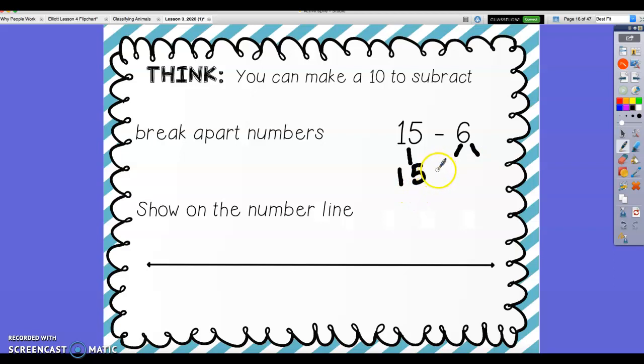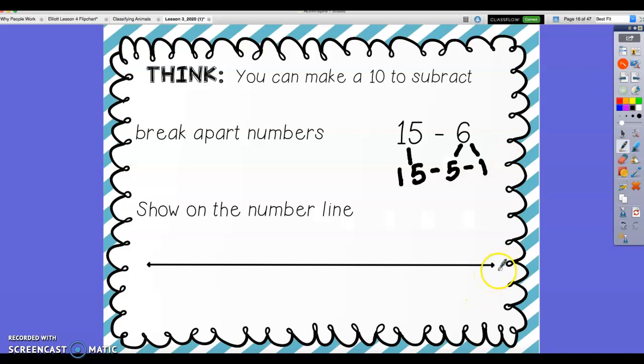So how much do we need to subtract from 15 to get to 10? Well, 5, 10, 15 minus something equals 10. So that's 5. And then 1. That all together makes 6.